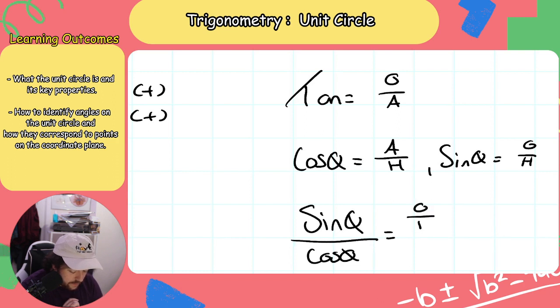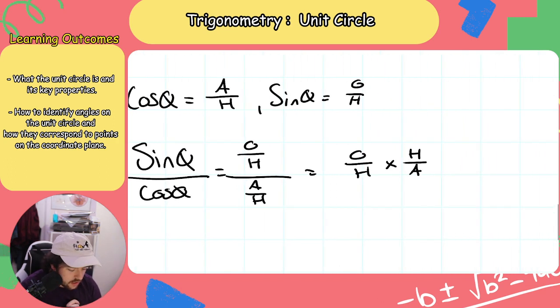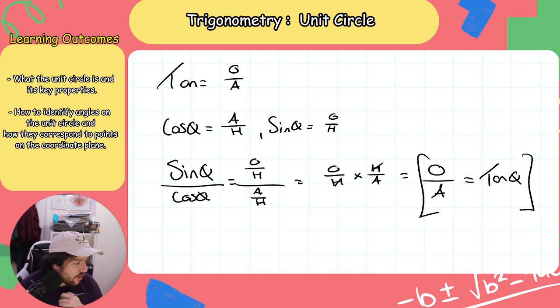I have opposite over hypotenuse, all over adjacent over hypotenuse. When you divide a fraction by a fraction, you flip it and multiply. So opposite over hypotenuse times hypotenuse over adjacent. The hypotenuse cancels, and I'm left with opposite over adjacent, which is my tan ratio. So if I ever divide sine of an angle by the cosine of the angle, I will always get the tan of the angle.